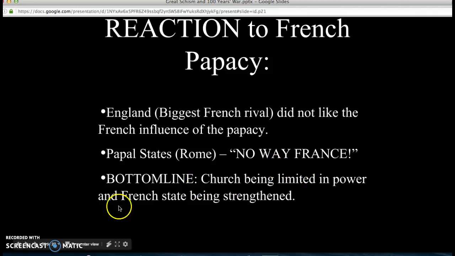Bottom line, the church is being limited in power and the French state is being strengthened. And Rome doesn't like that. The Holy Roman Empire doesn't like that. And England, France's rivals, do not like that either.